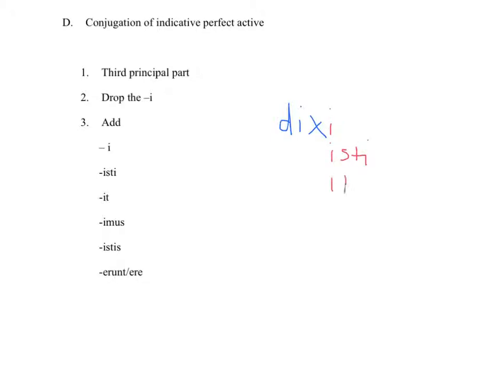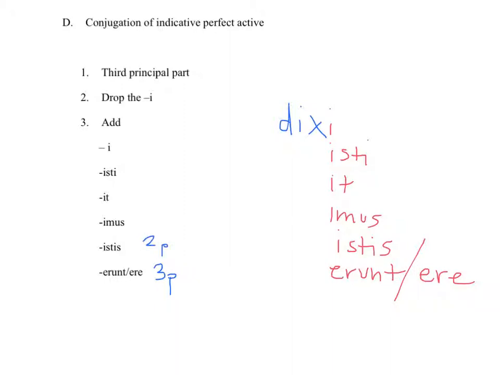dixisti, dixit, diximus, dixistis, and dixerunt, or dixere. You have to know both of the options for the third person plural. Third person plural, second person plural, first person plural. I'm just labeling these to review with you. Third singular, second singular, and first singular.